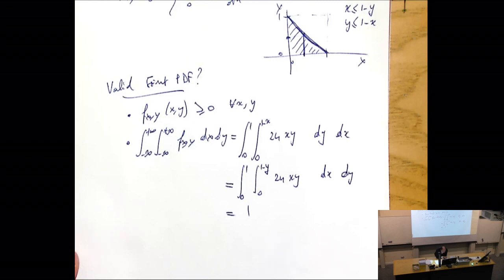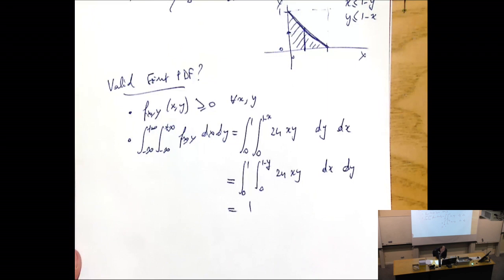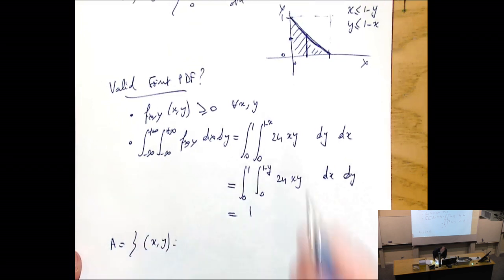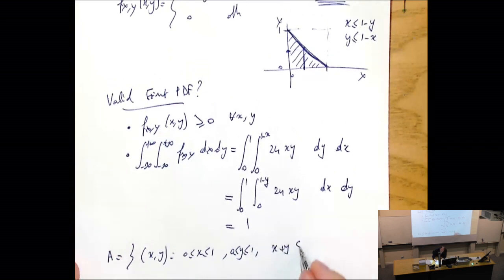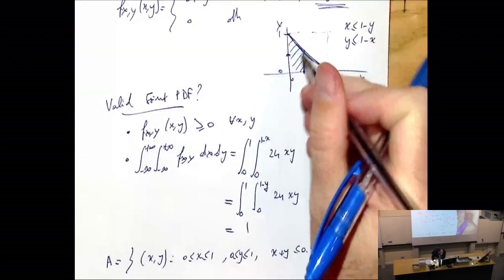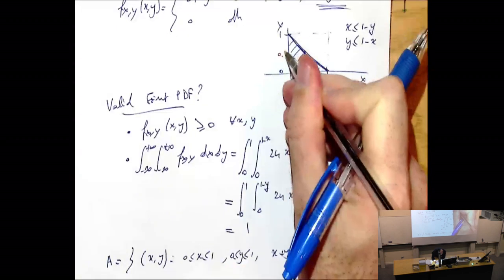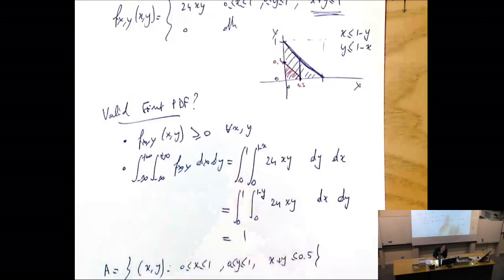Okay, so what can we do next? Well, if I want to look at, for instance, a certain domain A, which is given by all pairs xy such that x is between 0 and 1, y is between 0 and 1, but additionally I have a constraint x plus y is smaller than 0.5, then essentially I'm looking at maybe this domain here. This is 0.5, 0.5. I'm looking at the probability of having x and y included in that domain.